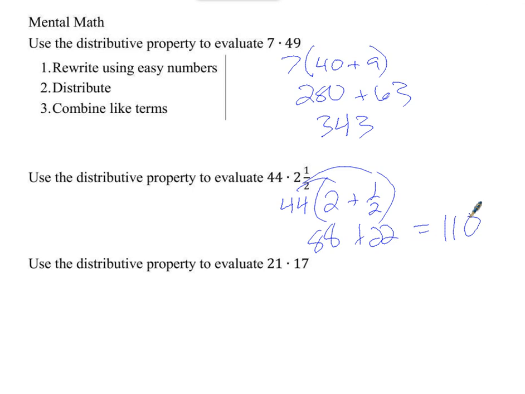Use the distributive property to evaluate 21 times 17. Two numbers that you don't normally multiply together. What could we do? Okay, 21 times 10 we could do, right? But 21 times 7, do we know 21 times 7 pretty easily? No, not really. So there's actually a better way to break this thing up.